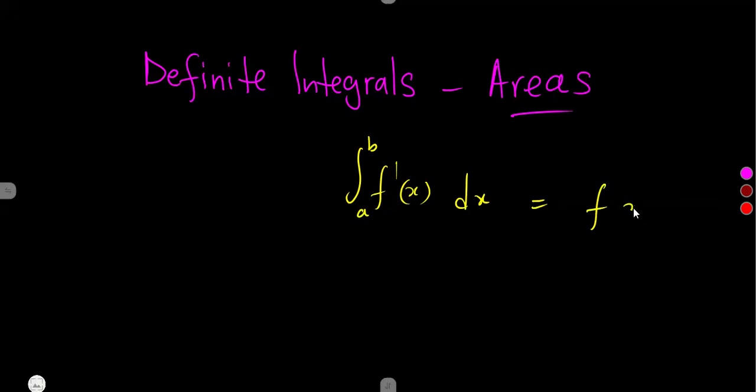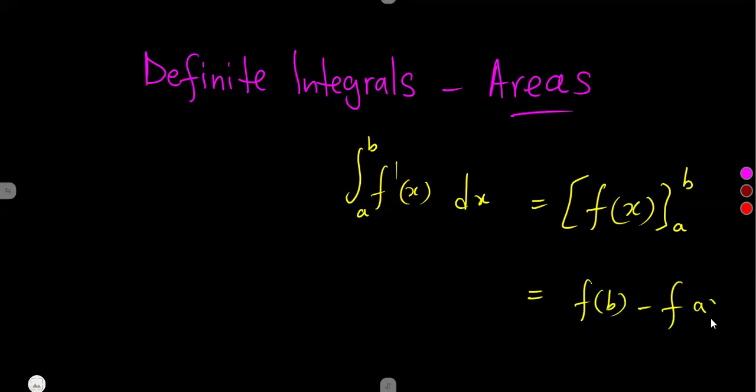So when we integrate this and obtain our f of x, you are going to substitute those limits, all right? We substitute the upper limit minus the lower limit, which simply means f of b minus f of a. This is the same application that we are going to use on our areas.